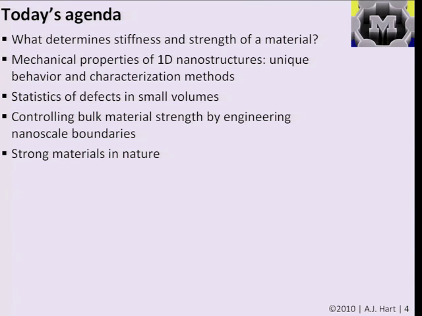But if your material gets really small, the volume gets so small that maybe there's only a few. Maybe there's just one. Maybe there's zero. And what happens if there's zero? There could be interesting effects on the material properties, and we'll go through some nice observations of that. And we'll talk a bit about other approaches to controlling strength of bulk materials by engineering them at the nanoscale. And we'll cover an example of how nature, in some ways, nanostructures materials to make them strong.